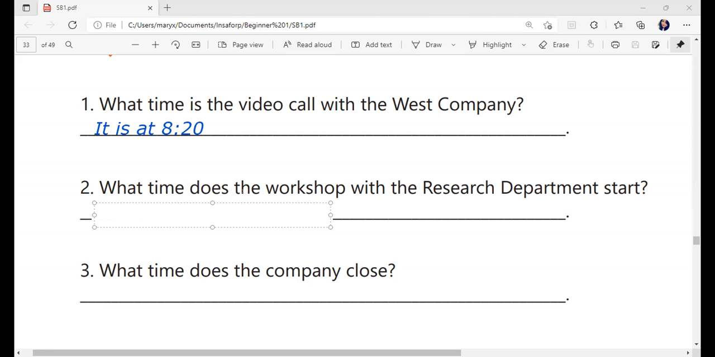At 8 is the workshop in the department. Okay. Empezamos con el sujeto. The workshop is at 8. At 8. Okay. In the department. Vale, okay. Pero esa ya es información extra, ¿ok? Esa información, no se preocupe. Le están preguntando la hora. What time? Right? Okay. Eso es lo importante. Workshop is at 8. At 8, ¿ok?